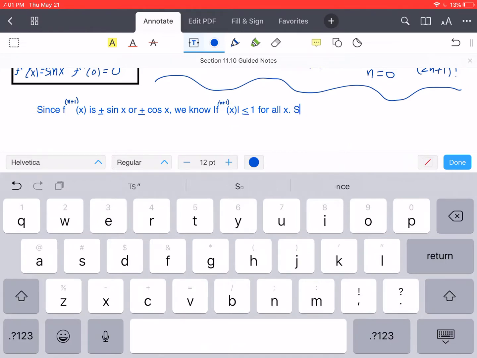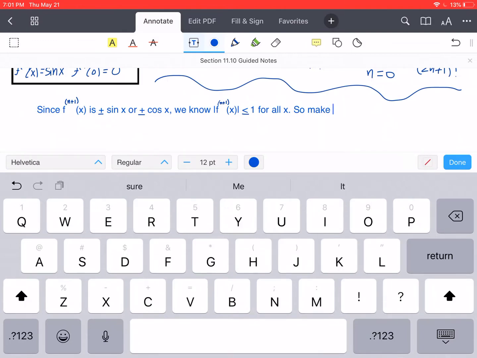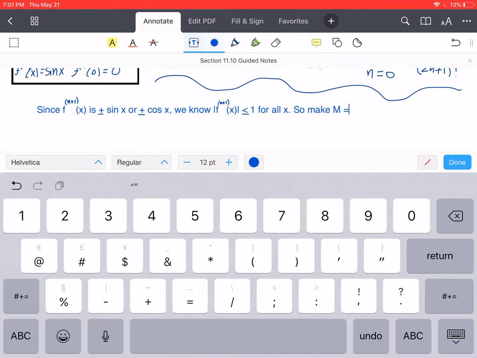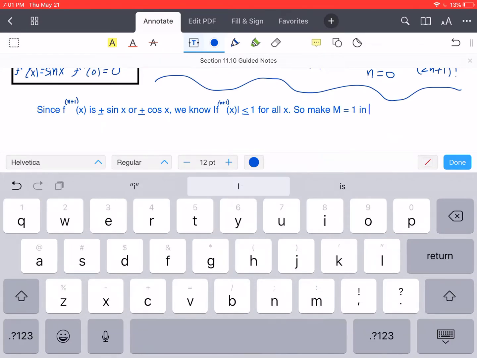So since that function is bounded by 1, let's go ahead and make M equal to 1 in Taylor's inequality.